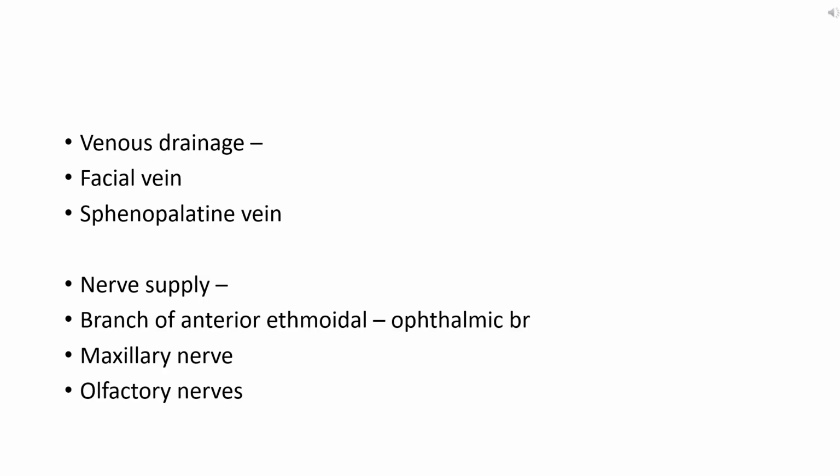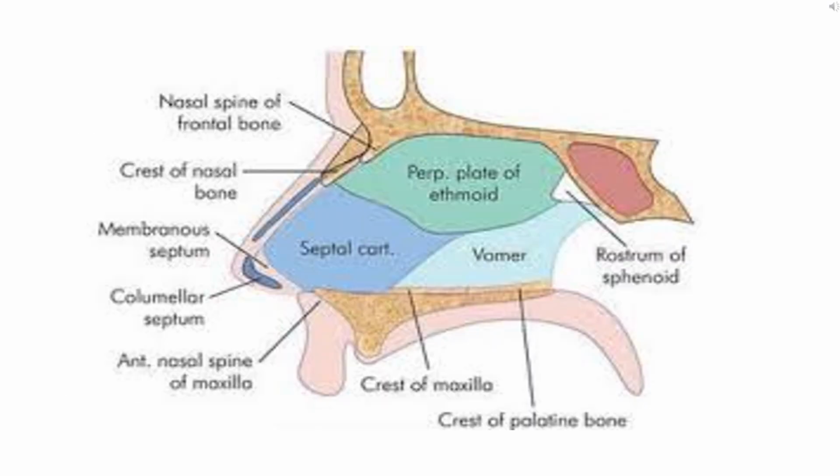Now coming to the deviated nasal septum. Before proceeding to the DNS, this is the diagrammatic representation of normal anatomy of the nasal septum. Here we can see the bony part, which is formed mainly by the perpendicular plate of ethmoid and vomer. Anteriorly there is septal cartilage and a small membranous or columnar septum. There are other bones also, such as nasal spine of frontal bone, rostrum of sphenoid, crest of maxilla, crest of palatine bone. So these are the other small contributions in the formation of the nasal septum.